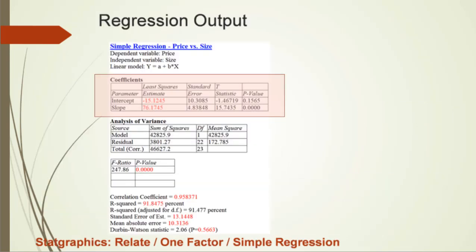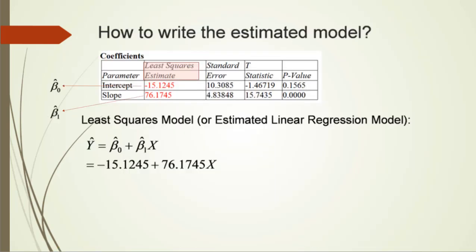Using the commands given at the bottom of this slide, we are able to produce a bunch of different output from StatGraphics all at once. There are two tables here, the coefficient table and ANOVA table. We will first focus on the first coefficient table that is highlighted in red. The coefficient table provides both the intercept and slope coefficient estimates. Therefore, we are able to write down the estimated regression model, or least squares model.